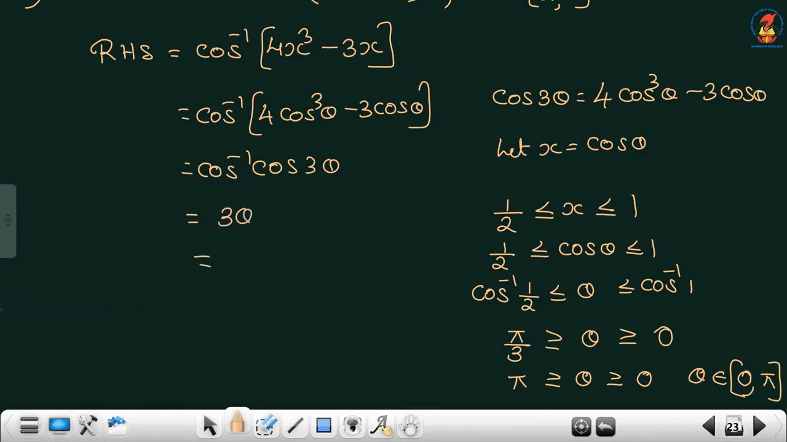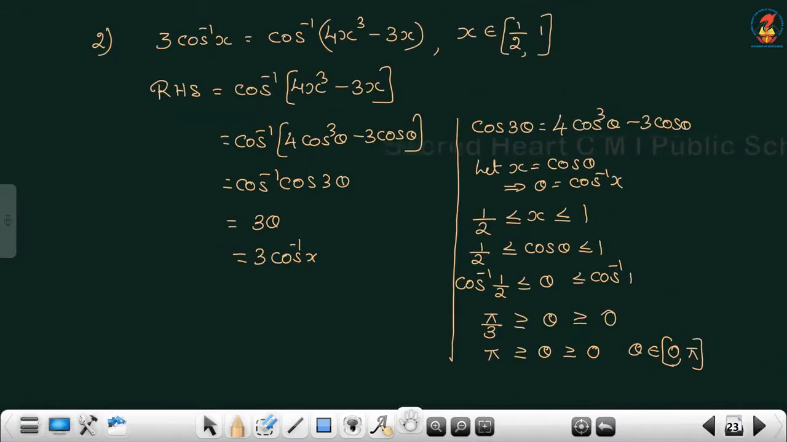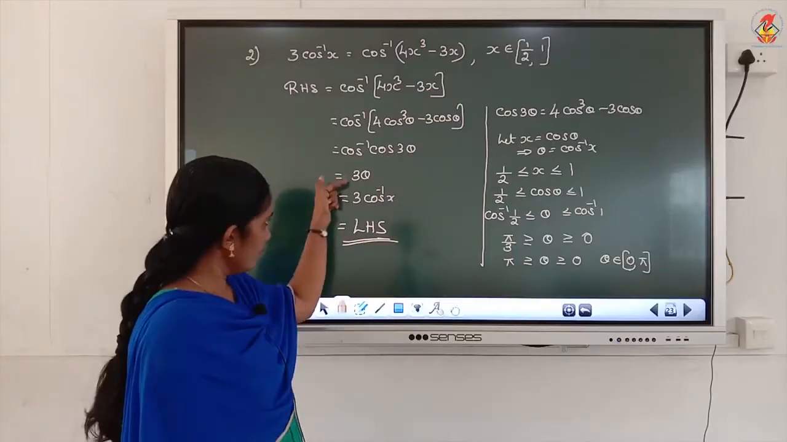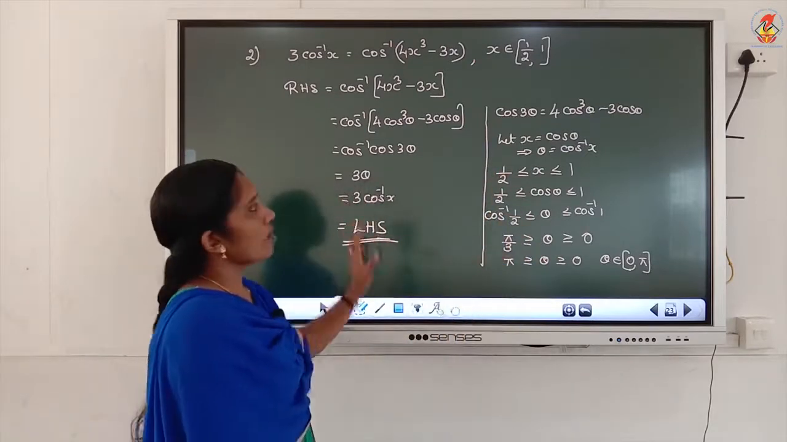Then what is theta? Here theta is equal to cos inverse x. So 3 cos inverse x. Is it the LHS side? Okay, that's equal to LHS. Okay, once again go through it. Cos inverse of 4x cube minus 3x. Then we put the substitution x is equal to cos theta. So we get cos inverse of cos 3 theta, that is 3 theta, but you have to check it. That is equal to 3 cos inverse x.